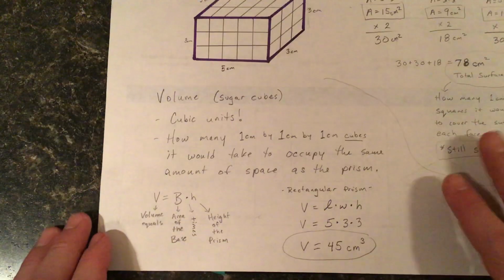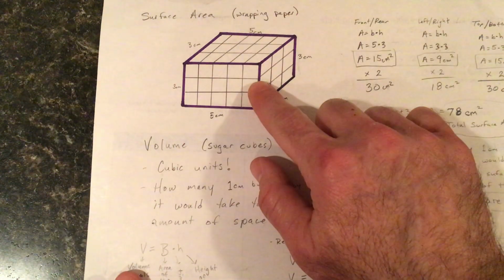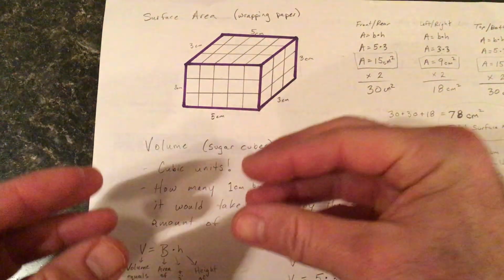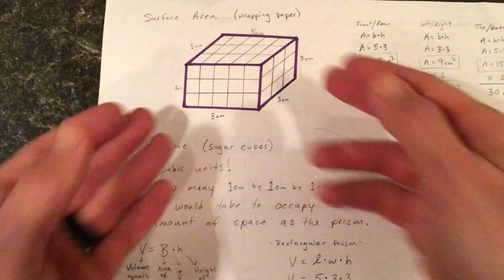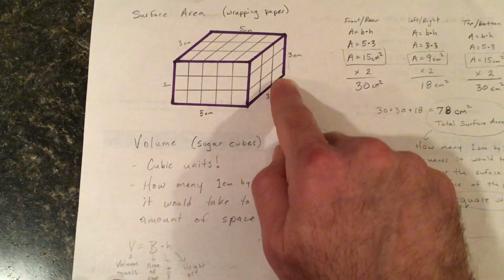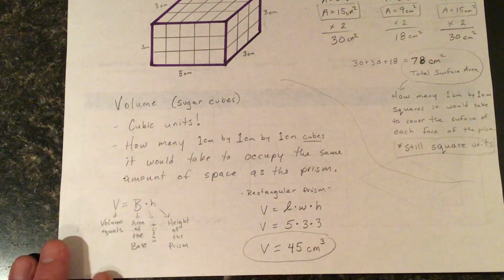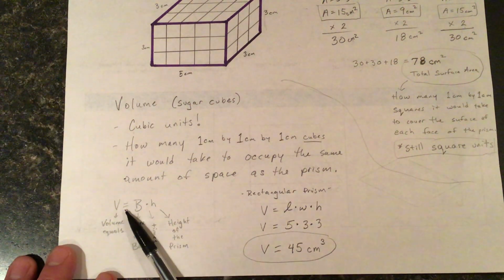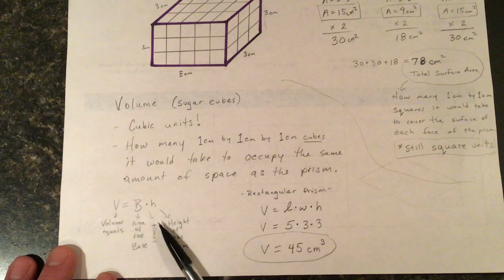So we're measuring that volume in sugar cubes. If we have a rectangular prism like this one, how many 1 by 1 by 1 cubes would it take to fill that, or to occupy that same amount of space? In this case, I used the same measurements that we just used to find the surface area over here. And I used the formula for volume, which is volume equals the area of the base times the height.